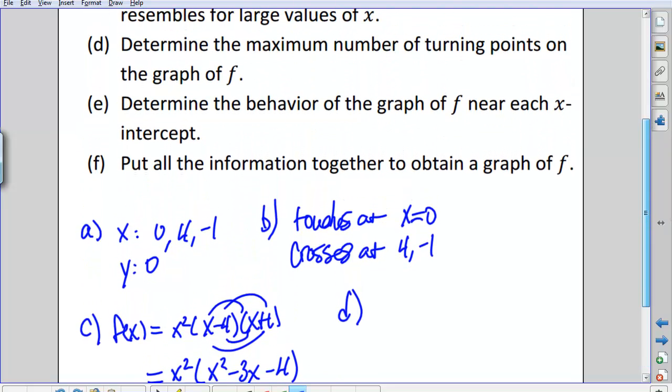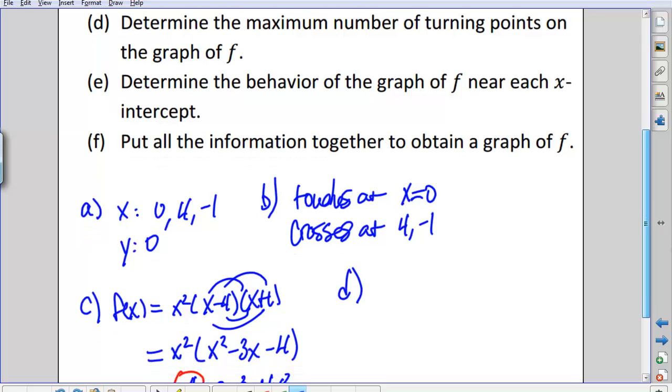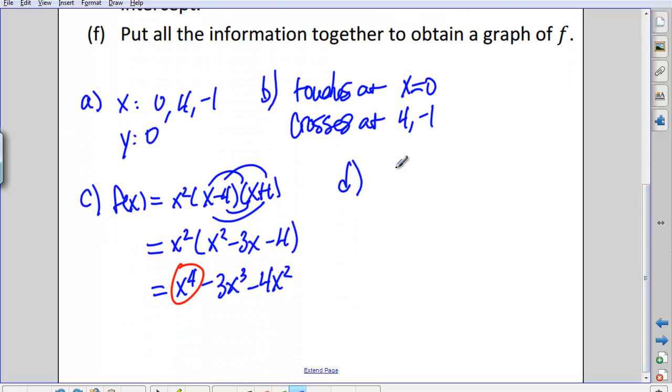D, maximum number of turning points. What's the degree of that polynomial? 4th degree. So we'll have a max of 3 turning points, one less than the degree.